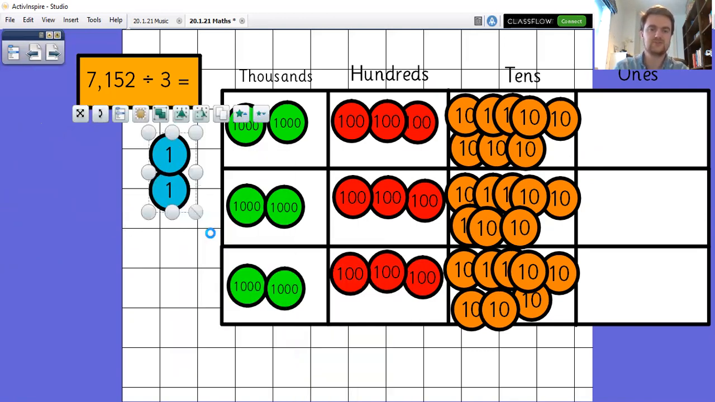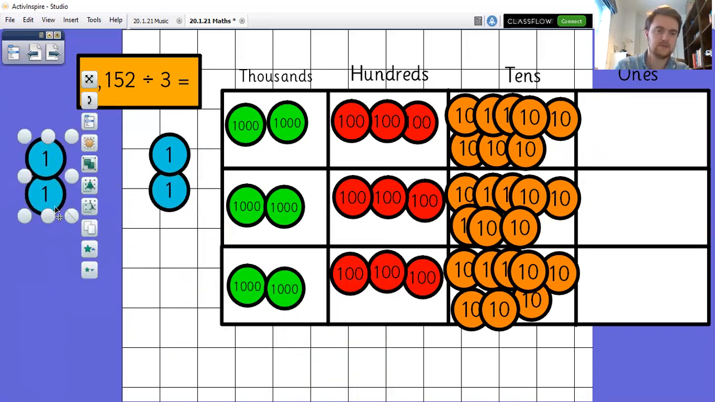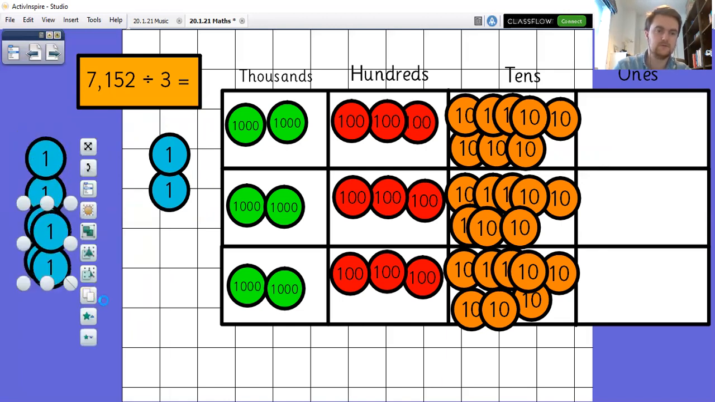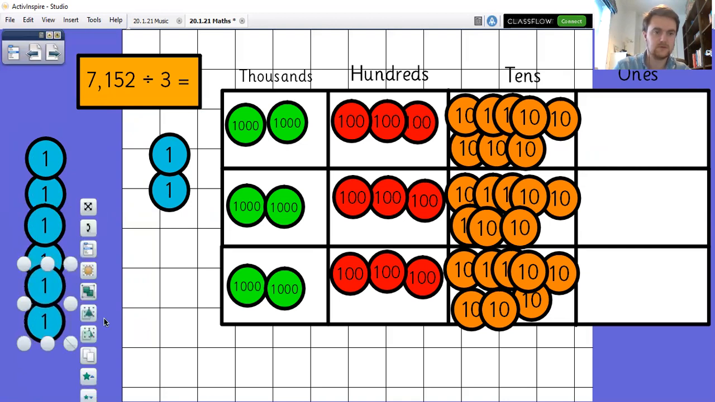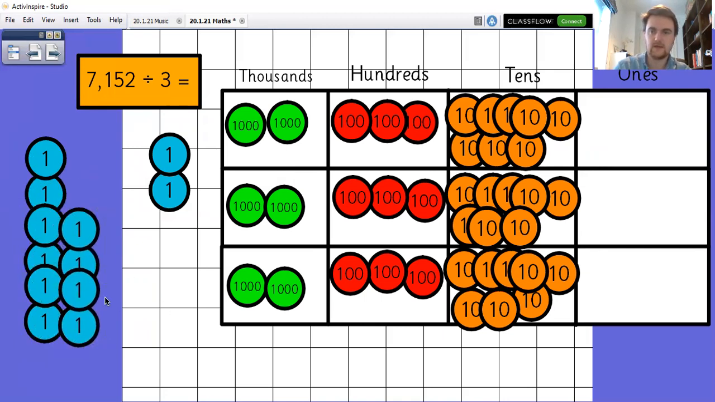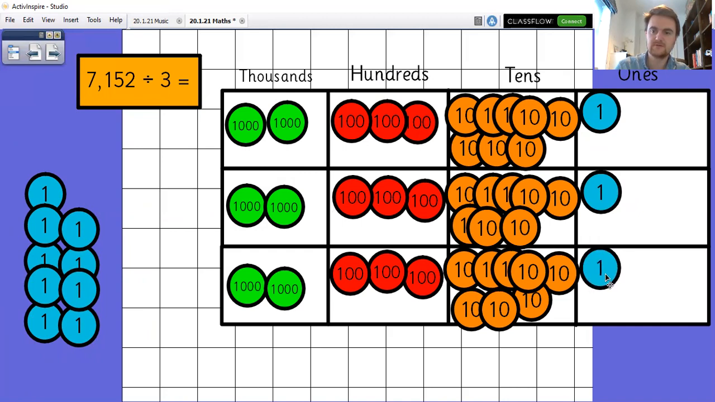So I'm going to have to exchange that for 10 ones. There we go. So I've got 10 ones here, which I've exchanged, plus the 2 ones, so 12 ones altogether, which I am sharing between 3 rows.